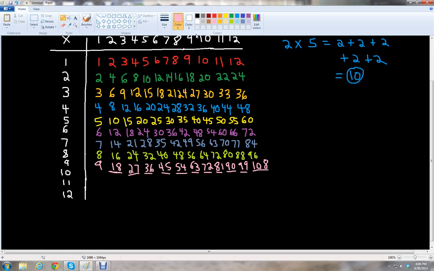Okay, so let's try the tens table. So we have 10 times 1 is 10. 10 times 2, another 10 is 20. 10 times 3 is 30. 10 times 4 is 40. 10 times 5 is 50. 10 times 6 is 60. 10 times 7 is 70. 10 times 8 is 80. 10 times 9 is 90. 10 times 10 is 100. 10 times 11 is 110. And 10 times 12 is 120.